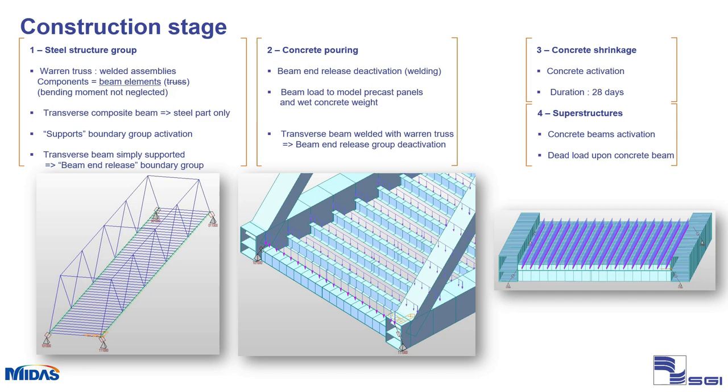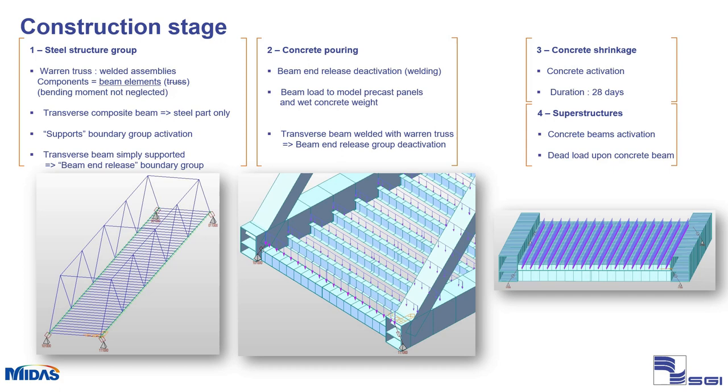Support boundary group is also activated. This group includes supports, but also rigid elastic links that connect bottom cord with supports. Also, transverse beams are simply supported because we consider that lateral beams are only supported by Warren bottom cords before the welding step. This is why we required a specific group for beam end release. Beam end release group permits to have a provisory articulated joint between lateral beams and bottom cords. About load group, self-weight is also activated.